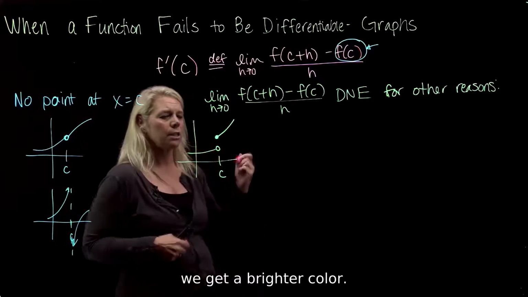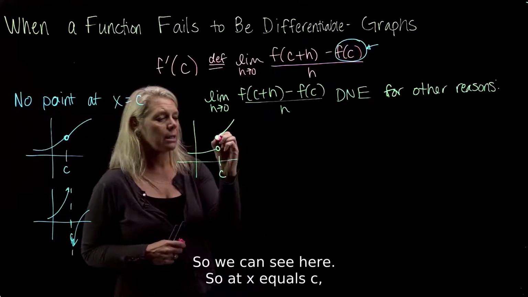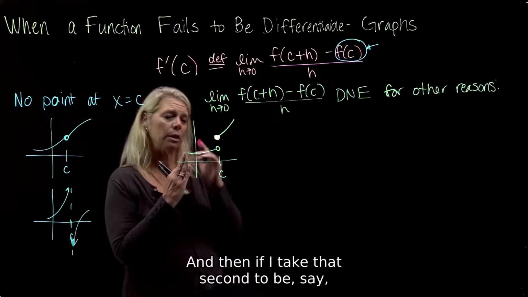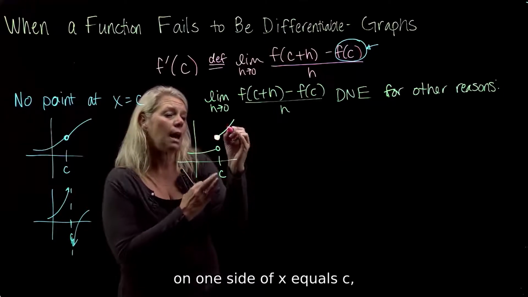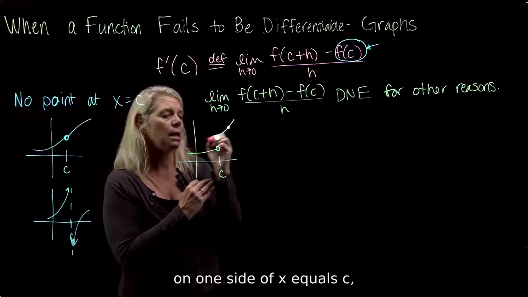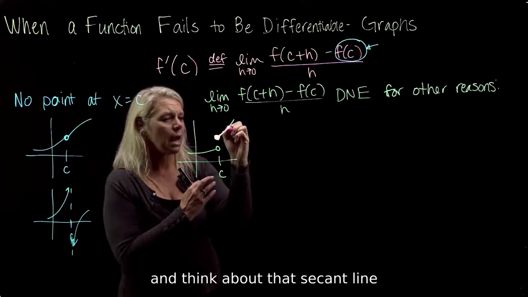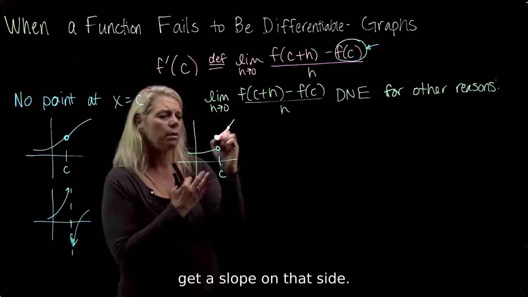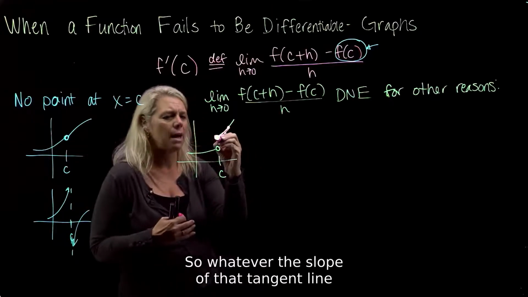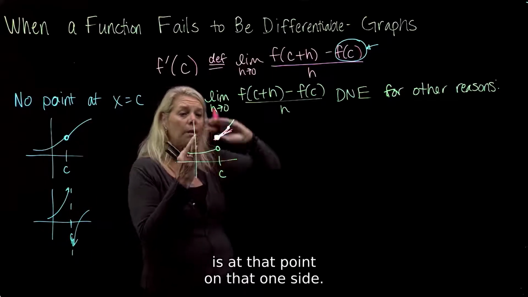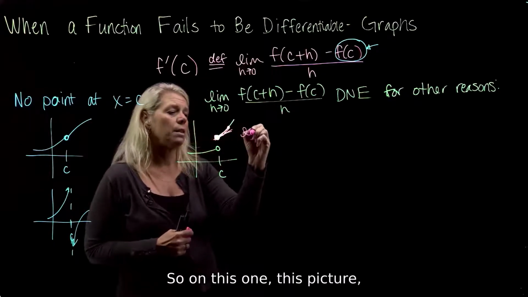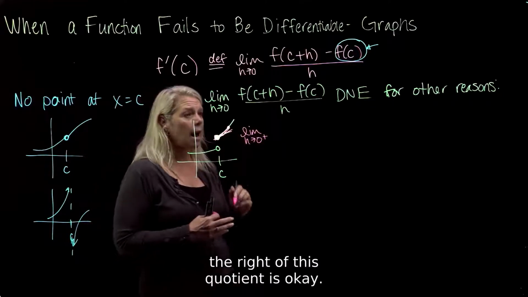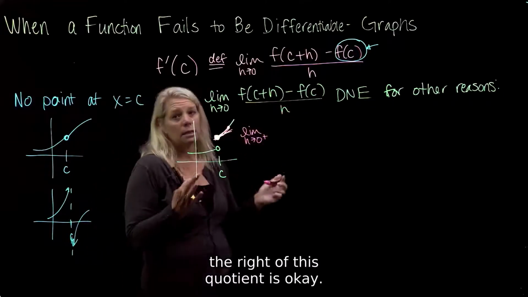Let me get a brighter color so we can see here. So at x equals c, we have a point here. And then if I take that second point to be, say, on one side of x equals c, and think about that secant line and then let that second point slide, you can see that you're going to be able to get a slope on that side. And so whatever the slope of that tangent line is at that point on that one side. So on this picture, the limit as h approaches 0 from the right of this quotient is okay.